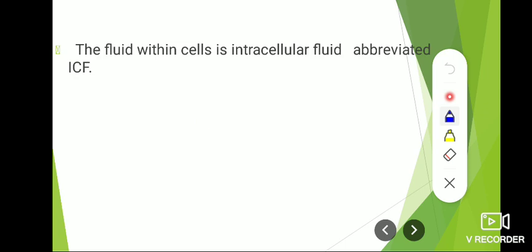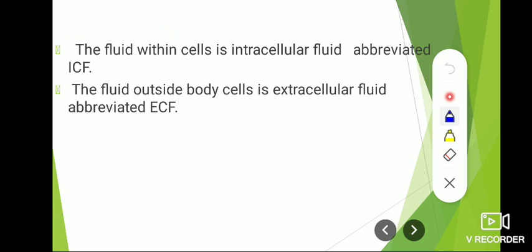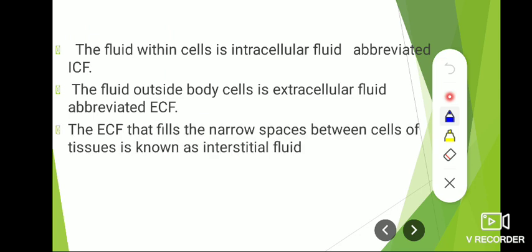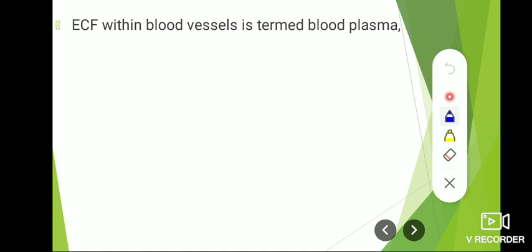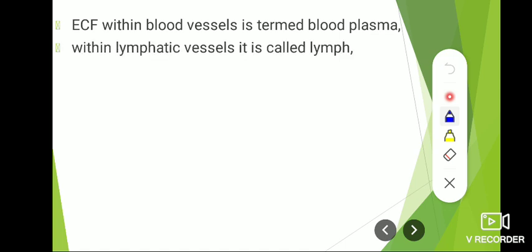So fluid within the cell is called intracellular fluid. Outside is called the ECF. Now the ECF that fills the narrow space between the cells of tissues is called interstitial fluid. Now we'll see that ECF is of different types. The names are different based on the location in the body. For example, ECF in the blood vessel is called blood plasma. In the lymphatics, it is called lymph.